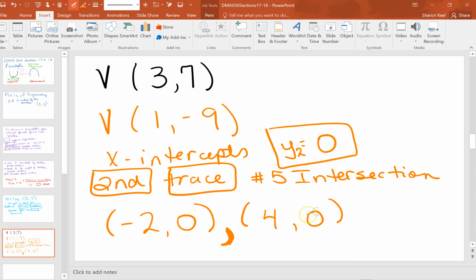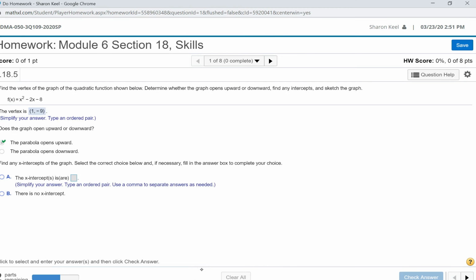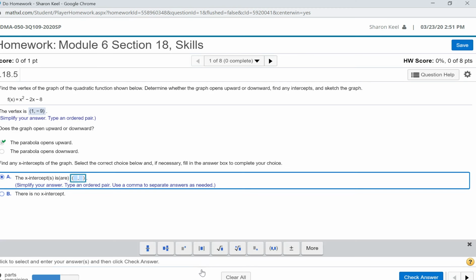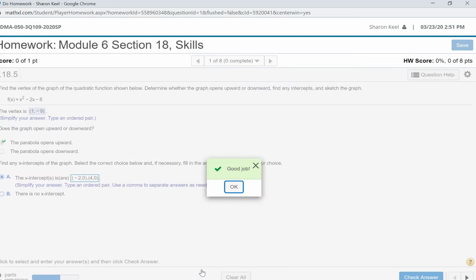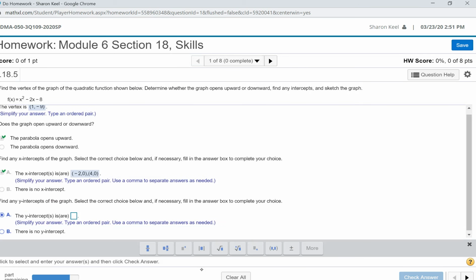And these would be the 2 ordered pairs that we're going to name. Okay, -2, 0 and 4, 0. -2, 0. I have to put the comma and then the next ordered pair, which is 4, 0. Very good. The y-intercept. Now the y-intercept is going to be super easy, okay?